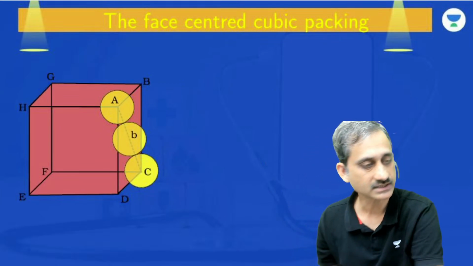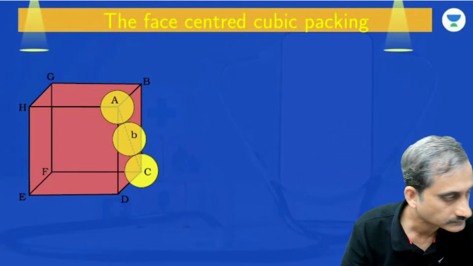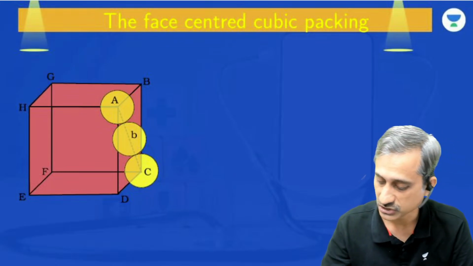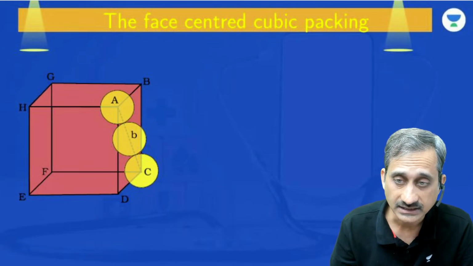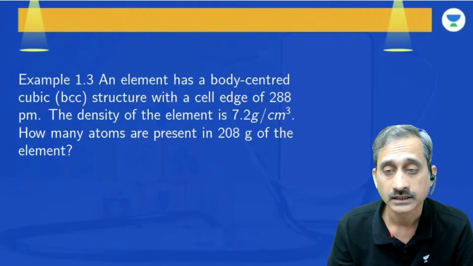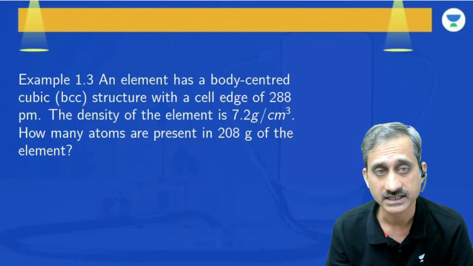Now a little about the face centered cubic arrangement. Here, what we have talked about the face centered cubic arrangement, the face diagonal is 4 times the edge length.